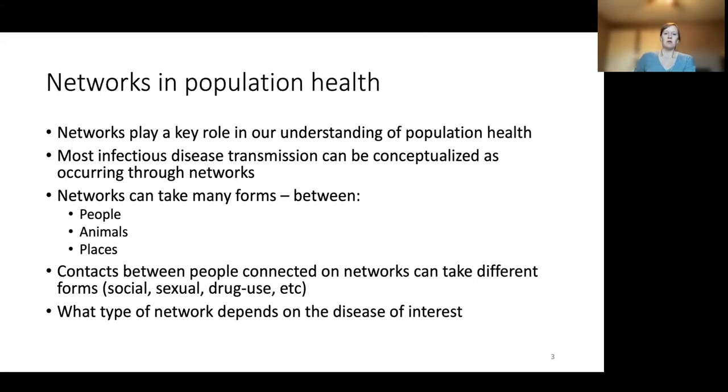So networks play a key role in our understanding of population health more broadly. And within the area of infectious disease, transmission generally can be conceptualized as occurring through networks. And networks can take many forms. So it can be between people, between animals, between places, or between a mix of those things. So people and places, et cetera. And those contacts between people can take different forms. So it can be a social contact, a sexual contact, drug use, et cetera. So it really depends on your disease of interest and what your question is, what type of network you care about.